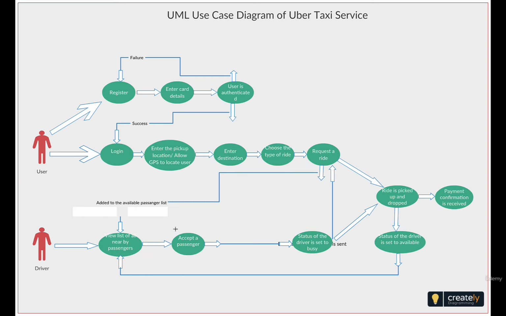Then the driver views the list of nearby passengers, accepts the passenger. In this case, the status of the driver is set to busy, and after the user is dropped, the payment confirmation is received, and the status of the driver is set to available. So this diagram will help me as a tester to design my test cases or test scenarios, and it also will help the developer to understand the application better. So it would be useful to attach it with the epic.